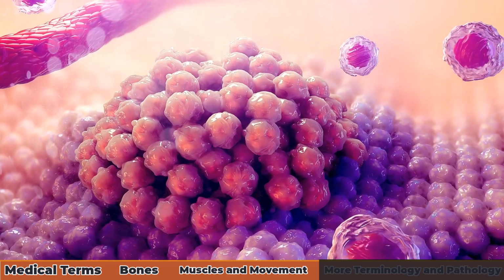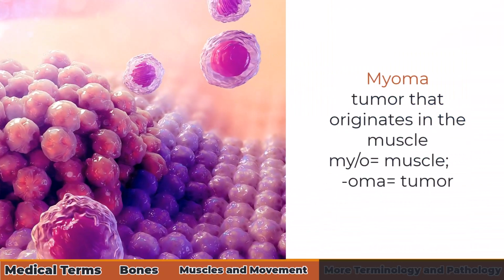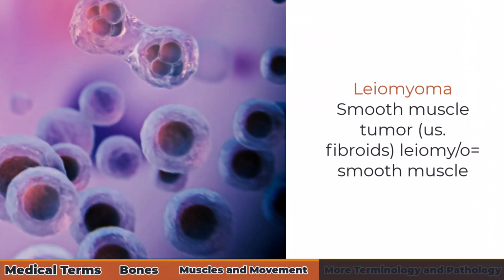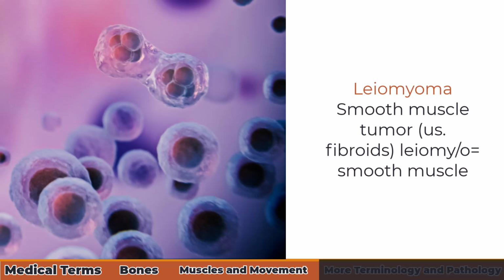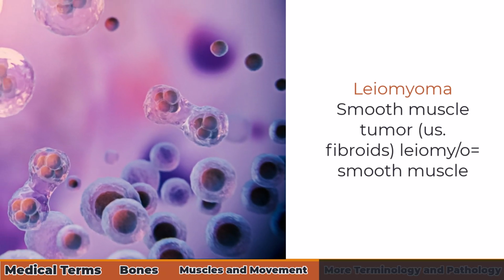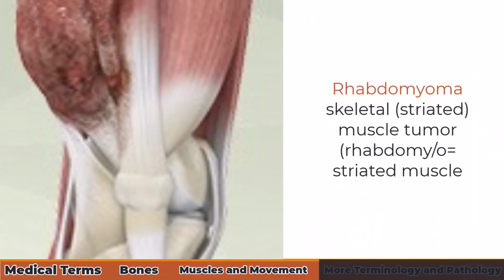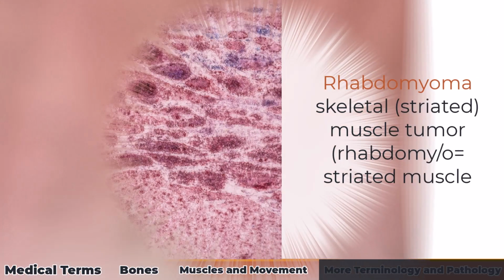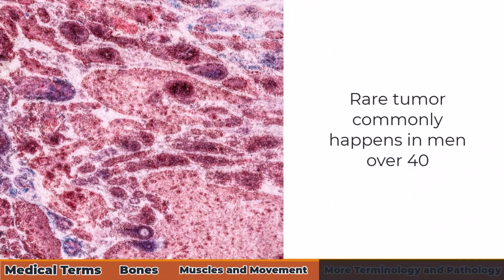Okay, moving on to myomas. Myomas are tumors that originate in muscle cells. Leiomyomas, which occur in smooth muscles, typically the uterus, usually called fibroids, but can occur in other smooth muscles. Rhabdomyomas originate in striated muscle and are quite rare. They are most common in men over 40.